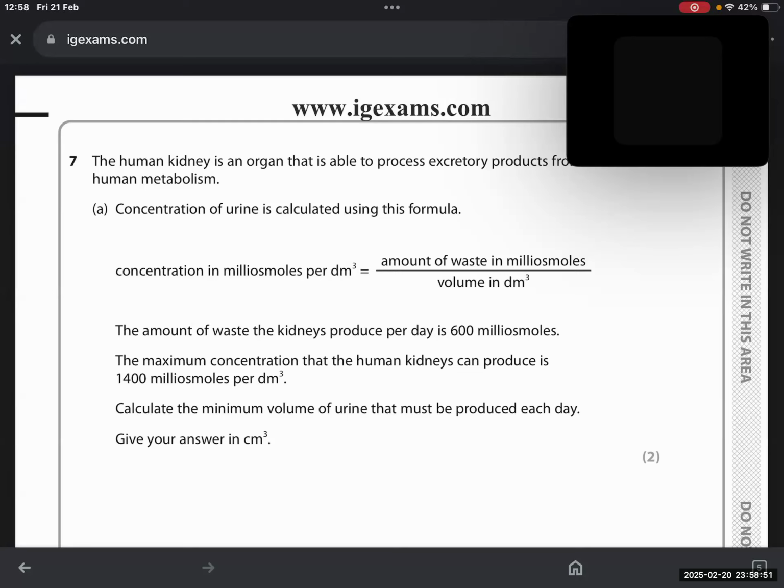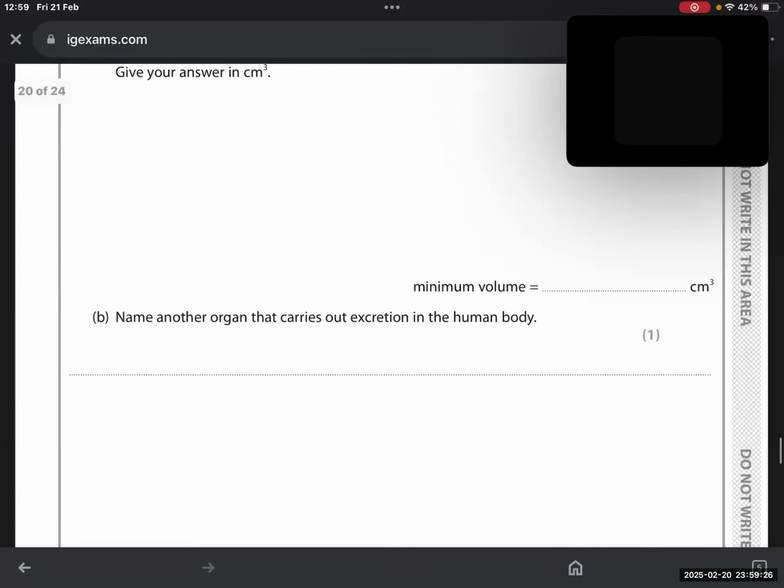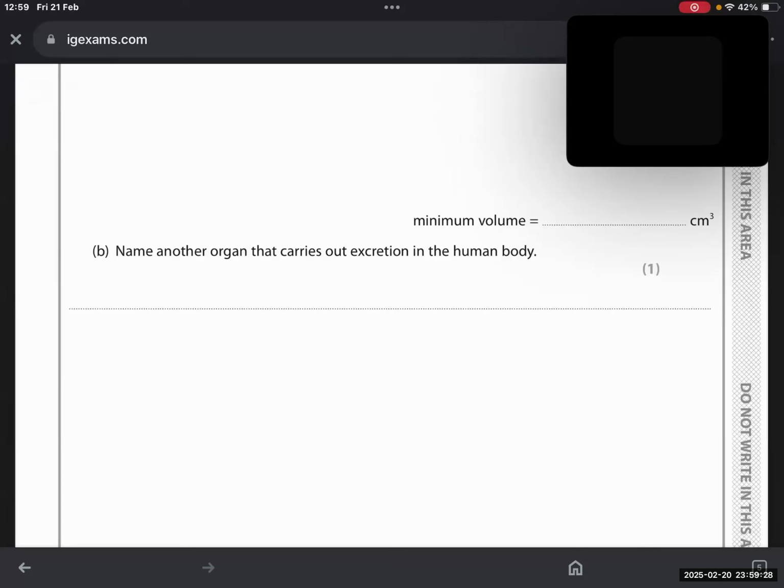Okay, 1 second. You are going to do 600 divided by 1400, right? Because we're supposed to give our answer in centimeters cubed. Yeah, that's fine. Look, we are supposed to do 600 divided by 1400, right? Amount divided by concentration, so we'll get the volume, right? So 600 divided by 1400 will give you 0.428. If you multiply that by 1000, you'll get 428, right? Yeah. Okay, that's okay.